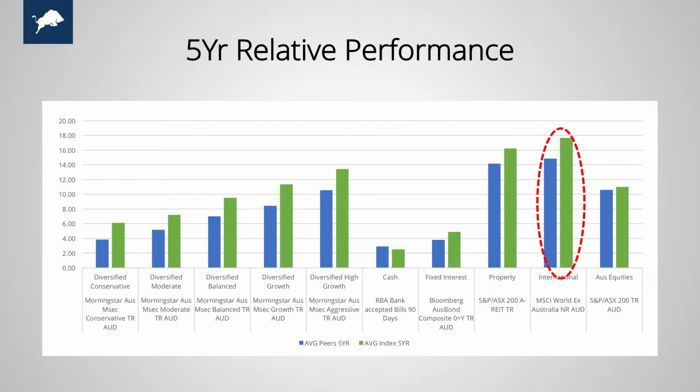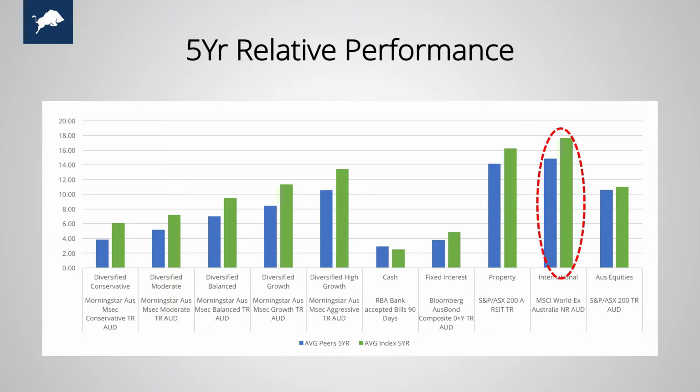Now we jump forward to the 5-year figures, and you can see here that international equities has started to take its role as the leader here. Property second, Australian equities third, and then of course cash and fixed interest down the bottom there.